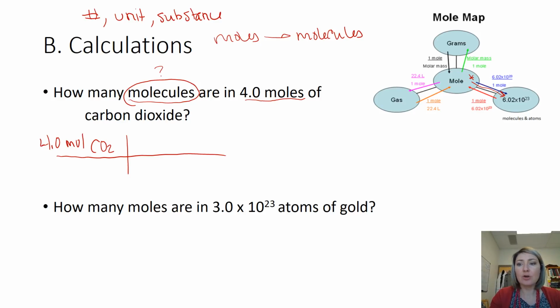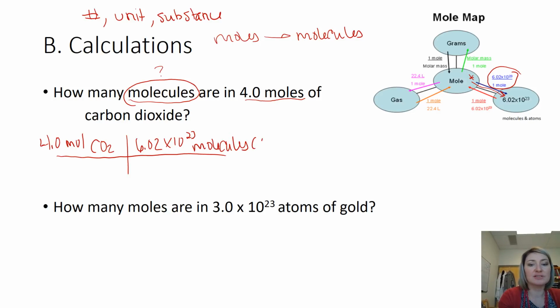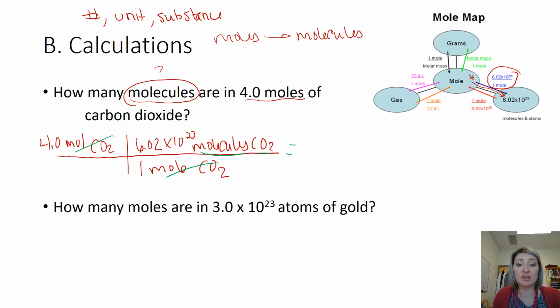All right, so to go from moles to molecules, it looks like I'm using this blue equation. So I'm going to say 6.02 times 10 to the 23rd molecules, and I'm going to keep the same substance. It doesn't ask us to find a different substance. So again, I have number, unit, substance over 1 mole, and my substance is still the same, CO2. Notice when I cancel my units, moles of CO2 are going to cancel, and I will be left with the unit molecules, and again, the substance doesn't change. So whatever my answer is going to be, it is molecules of CO2.